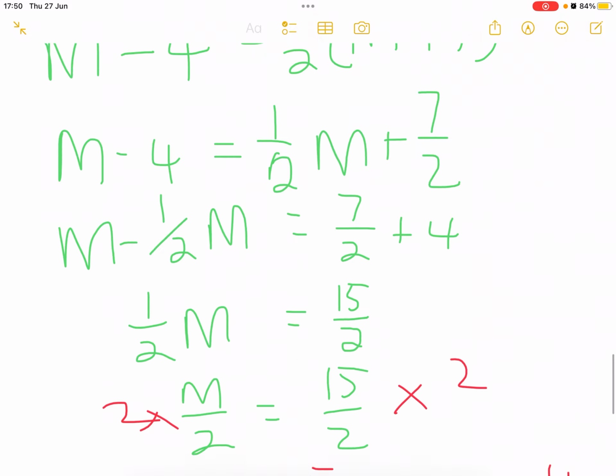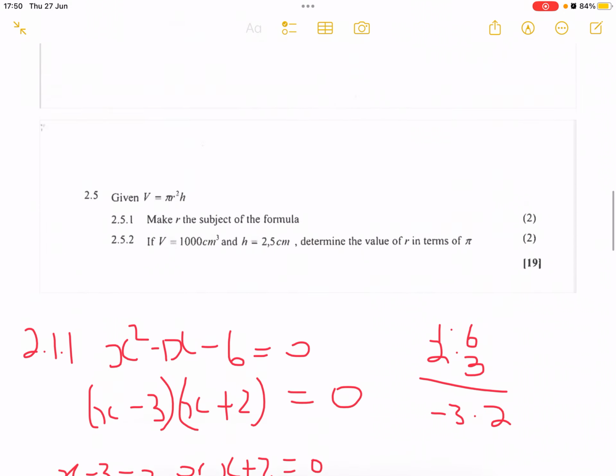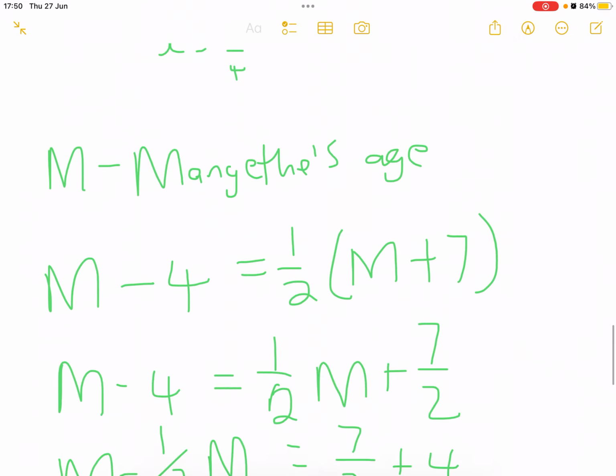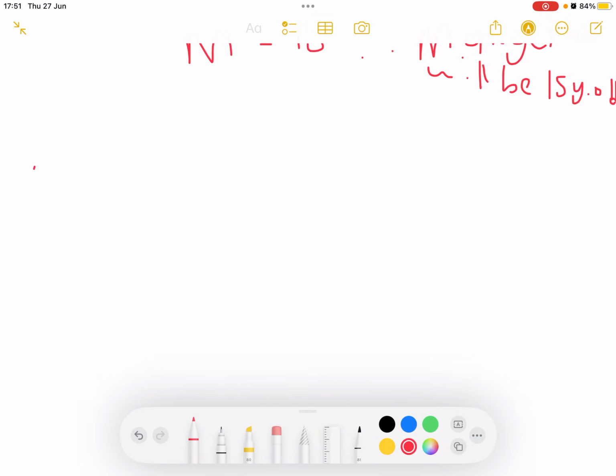And next question is 2.3.1, which is an inequality: negative 3 less than or equal to 1 minus k less than 2. 2.3.1, negative 3 less than or equal to 1 minus k less than 2.